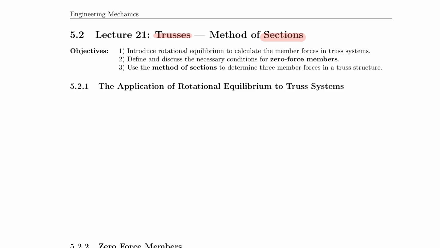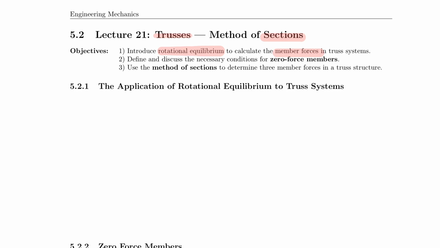What we will do now is introduce rotational equilibrium for our analysis. Remember that for the method of joints, we only used the sum of the forces in X and the sum of the forces in Y. And now we are adding rotational equilibrium, meaning the sum of the moments about a point. That will help us to calculate our forces in a truss system, the member forces. So I will introduce to you how that is done.